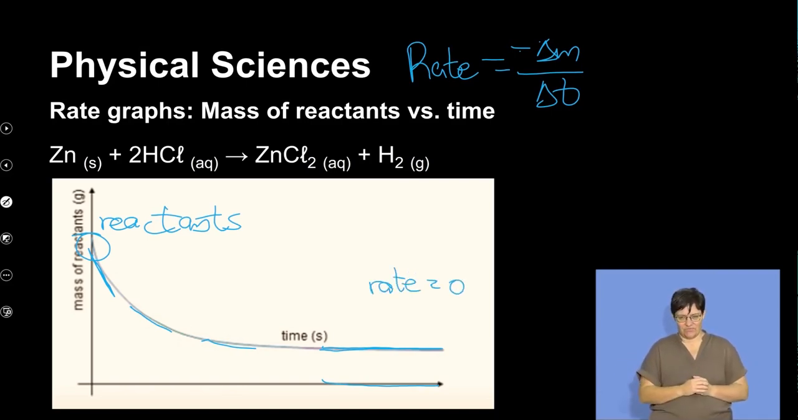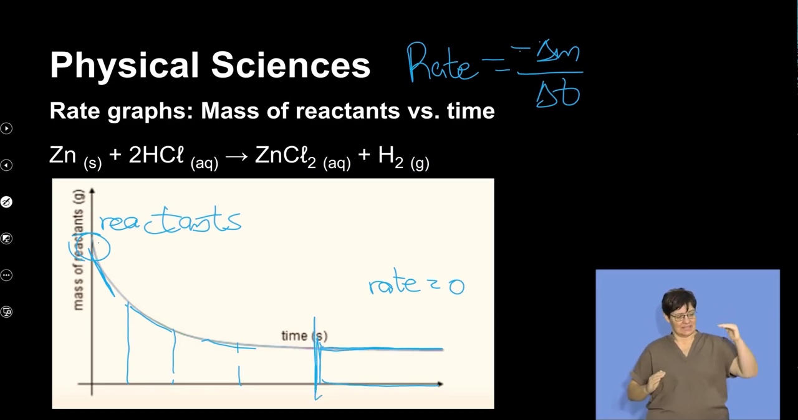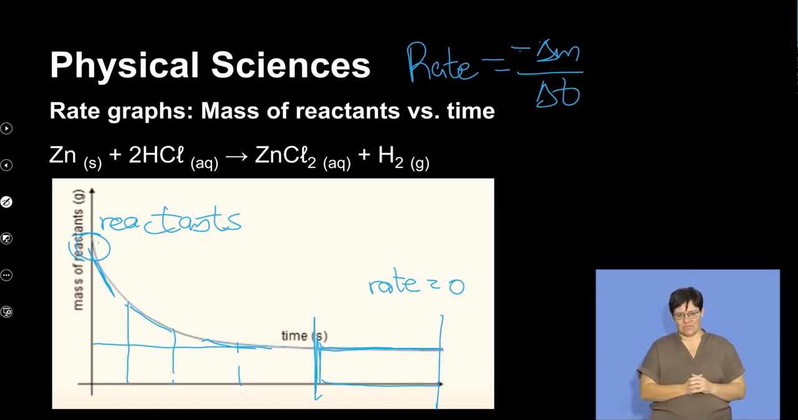Now, when it is parallel to the time axis, that is the time where your rate is actually 0. But before I get there, let me start at the beginning. We start with some mass. After a time, the mass is less. After a time, the mass is less. Up to a point, like I said, the mass will then stay the same, meaning that the rate there will be 0.